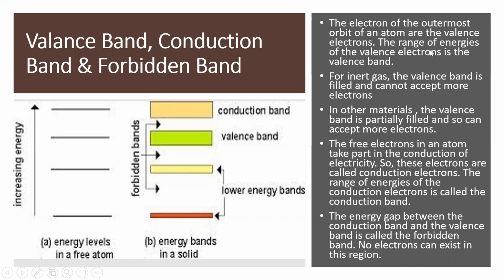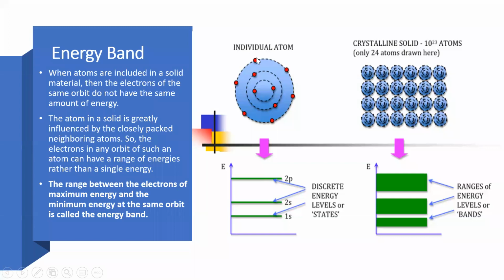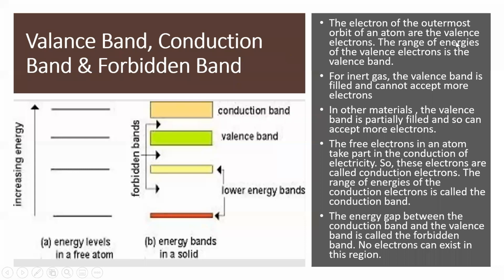Now, the range of energies of the valence electrons is the valence band. All the electrons in the outermost shell of an atom are called valence electrons. If you see the previous ones, these six electrons are the valence electrons because they are in the outermost shell or outermost level. The range of energies of the valence electrons, or the outermost electrons, is called the valence band. So the valence band means the outermost energy band in an atom.